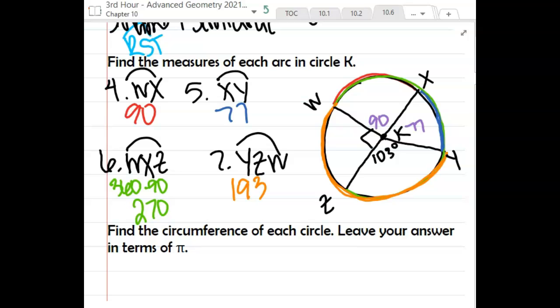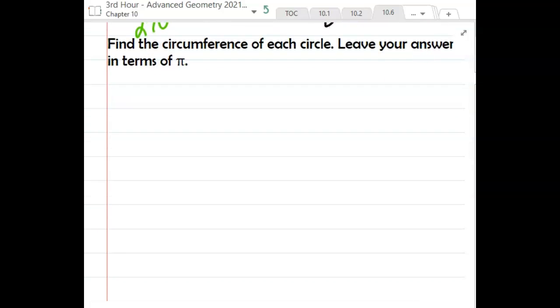Questions on finding the measures of arcs? Yes. So one of the things, and this was I think the very first day of geometry, one of the things you can assume is a straight line. So if it looks like a straight line, you can assume it is a straight line. That's one of the things we can assume. It's a great question.